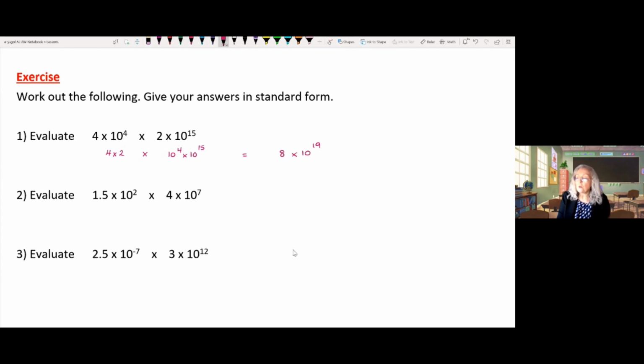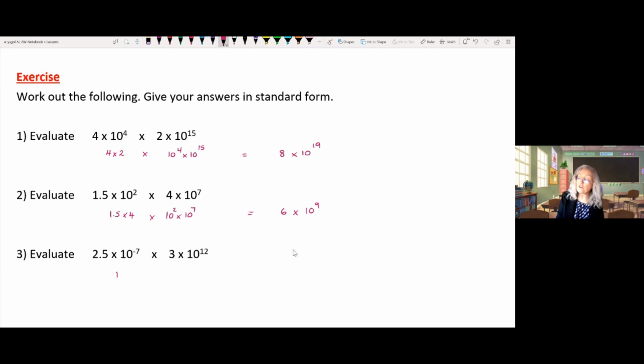For my second one, 1.5 multiplied by 4. So 1.5 multiplied by 4. And then I'm going to do 10 squared multiplied by 10 to the power of 7. 1.5 multiplied by 4 is 6, multiplied by 10, 2 add 7 is to the power of 9.